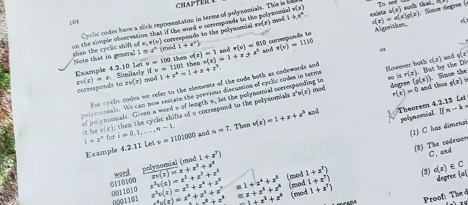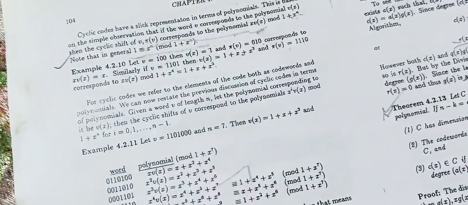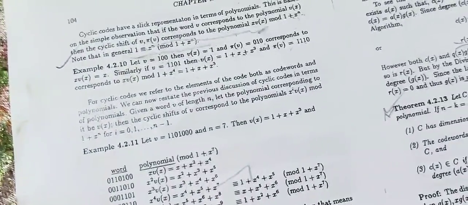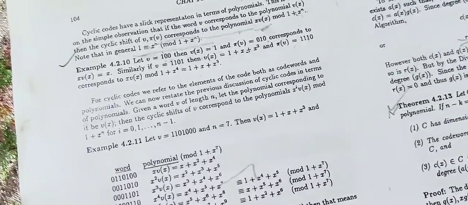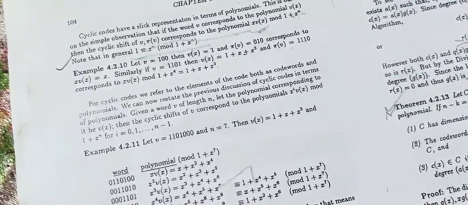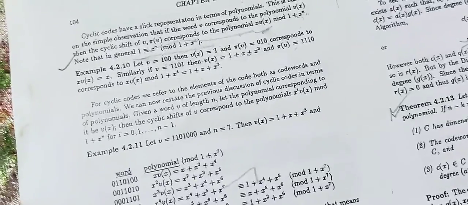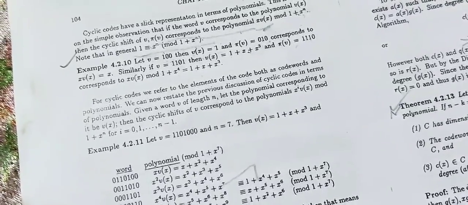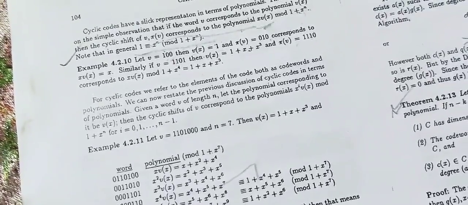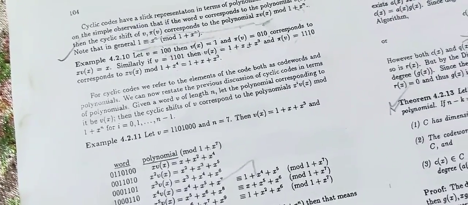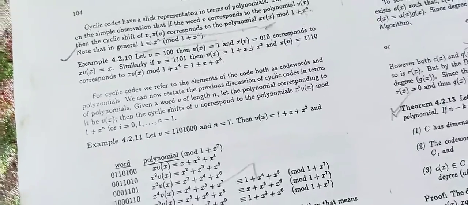So note: for every v, there is a corresponding polynomial v of x. Then pi of v is the shifting of v. So pi of v corresponds to x v(x). The polynomial corresponding to pi of v is the same as x v(x).